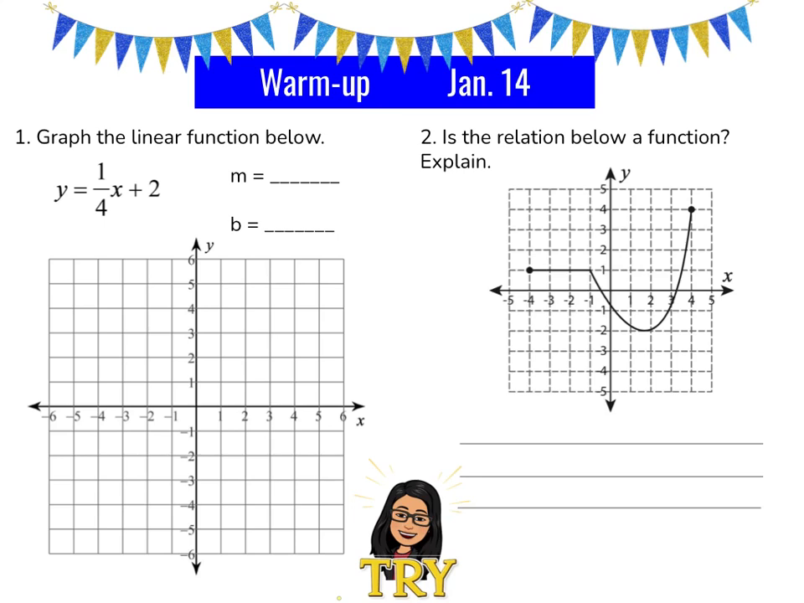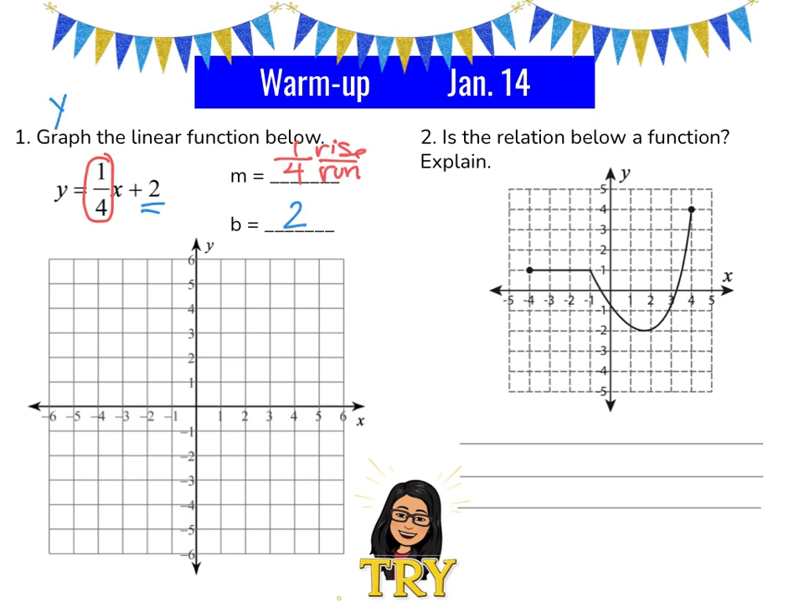Okay, here's the warm-up for January 14th. Graph the linear function below. Y equals 1/4 x plus 2. So here is our m, 1/4. So it's the rise over your run. And my y-intercept is going to be 2.